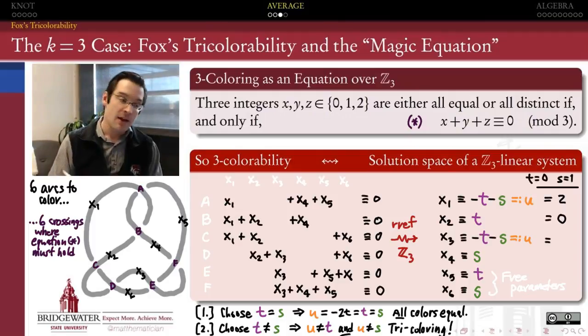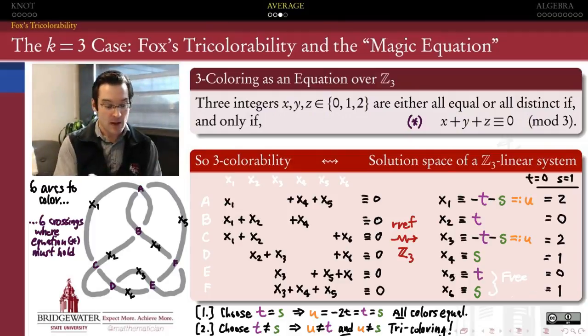For example, if I choose t to be 0 and s to be 1, then running through these equations, I find out that x2, since it has to agree with x5, has to be 0. x4, because it has to agree with x6, has to be 1. And x1 and x3, minus t minus s, are equal to one another, and each are equal to 2. So if I assign the color red to 0, green to 1, and blue to 2, that gives me a recipe for one way in which this knot diagram can be 3-colored. If I fill in those colors, there we go. We have a valid 3-coloration for this diagram.